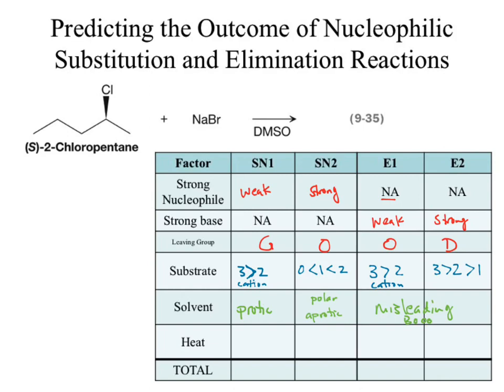Okay. Heat. Where is heat important? Heat's really relevant for the last two. Right? Because it's really important for the E1. It's a little bit less important for the E2. SN1 and SN2, not as important. It can show up, okay, but not as important.